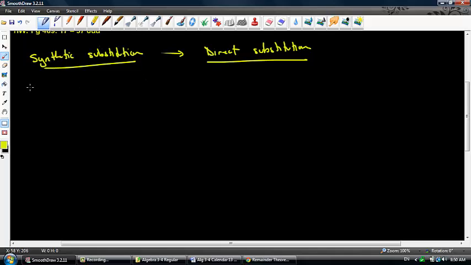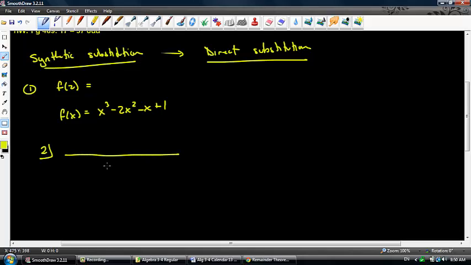So if I do a problem, like say number 1 here, if I want to try to find f of 2 of a certain function, I'm going to give us the function f of x equals x to the third minus 2x squared minus x plus 1. And so what I'm going to do is synthetically divide 2 into this function here and see what I get as my remainder.